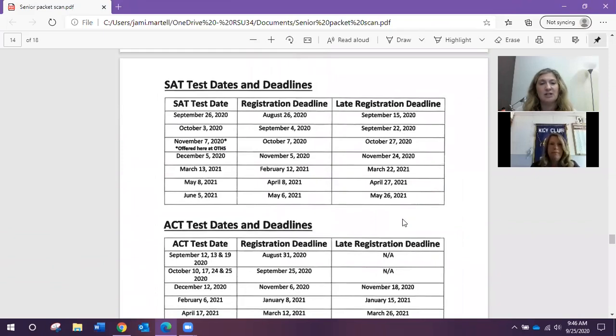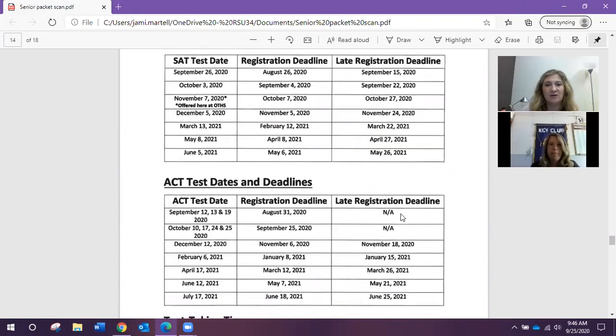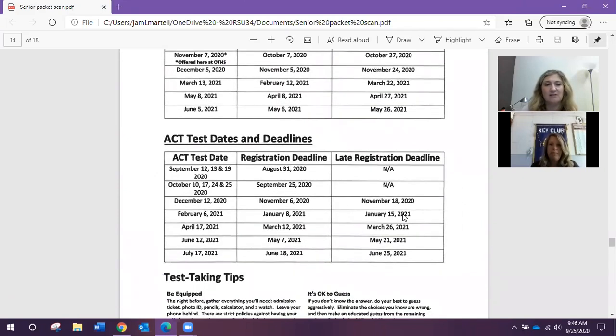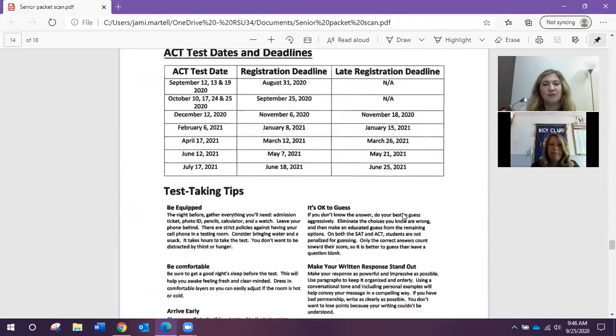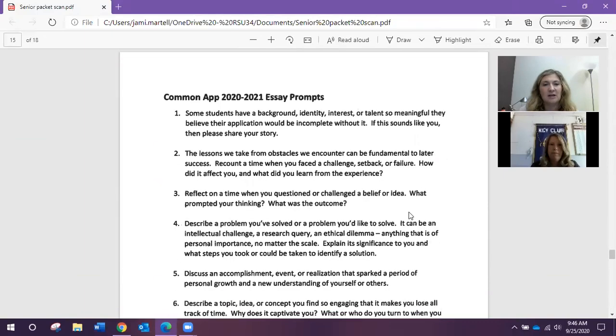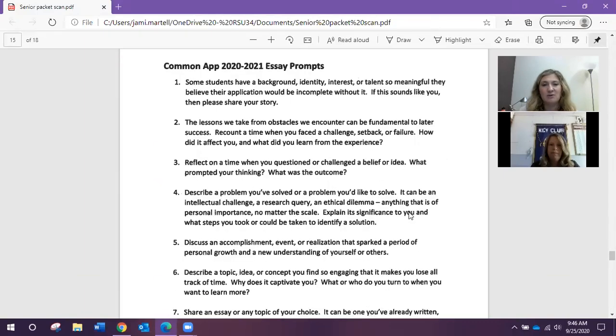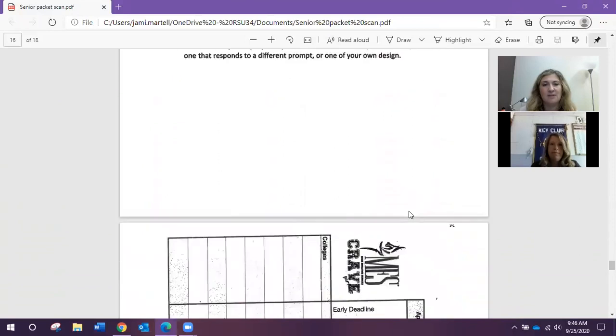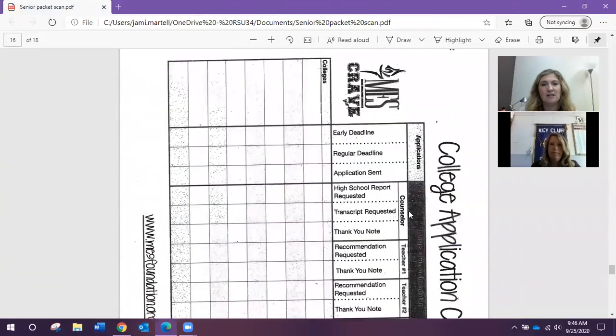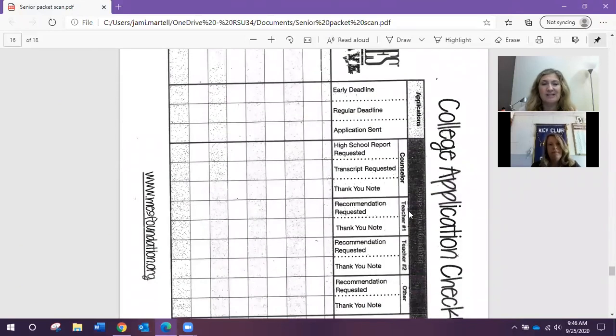And then there's the sheet in here as a reminder about the SAT dates and deadlines. ACT is another test. It's not very common around here, but there's some dates if you were interested in attempting that test. And then the Common App essay prompts, which I referenced, that is in that side of the packet as well.